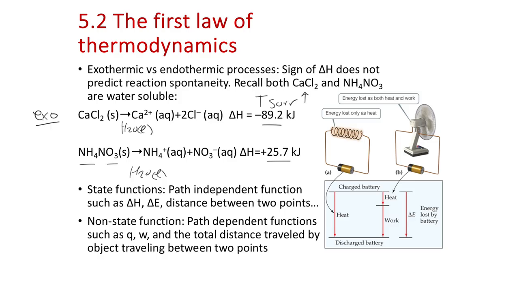The reaction releases heat, so the Q reaction's negative. It's less than 0. So if the Q reaction is less than 0, what's the Q surroundings? Q surroundings is greater than 0. That opposite sign, hence the temperature of the surroundings increases.